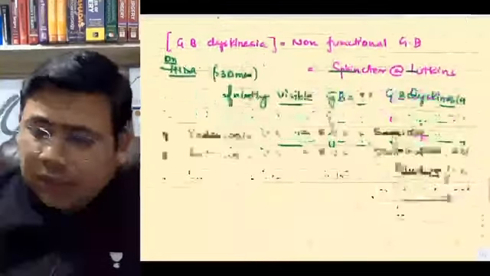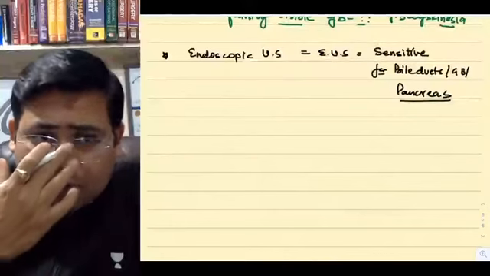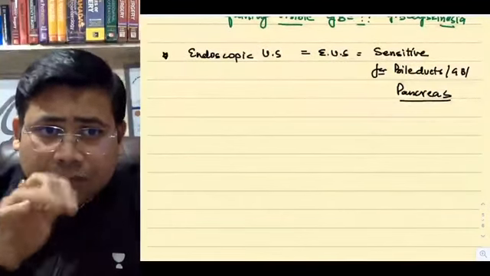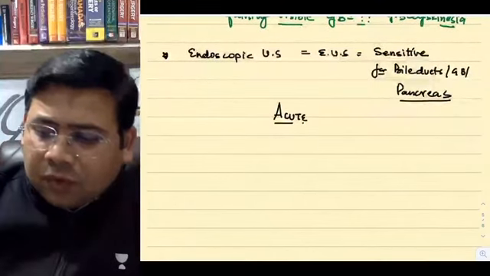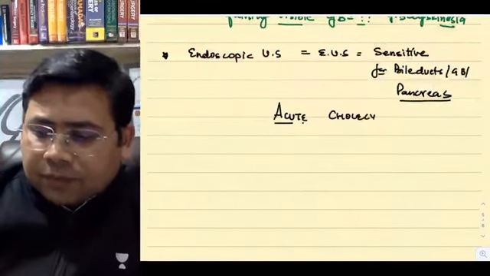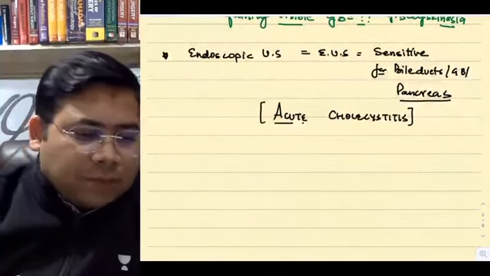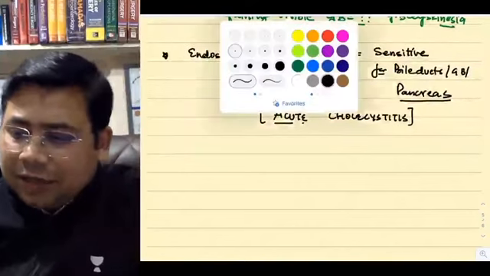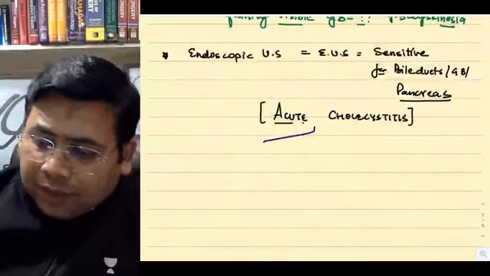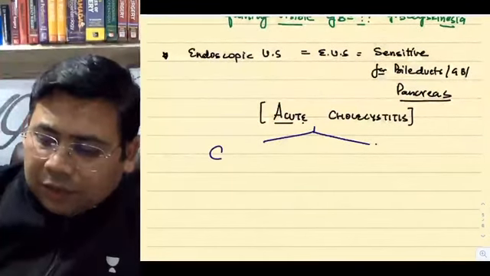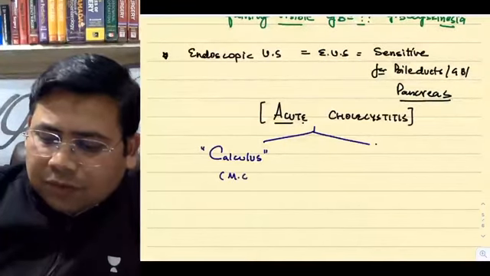So let us move forward now and go on to the severity of acute cholecystitis. Before that, you should know that acute cholecystitis is of two types. What are the two types of acute cholecystitis? Can you tell me? Many of you know that yes, it is acute calculus cholecystitis. This is the most common version.